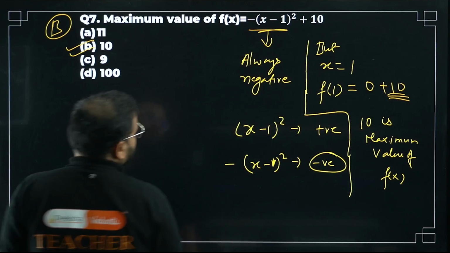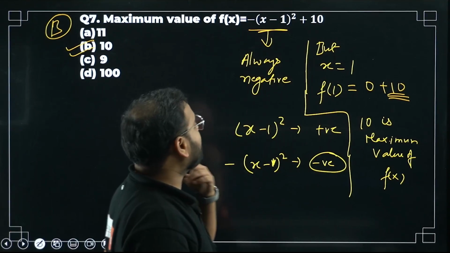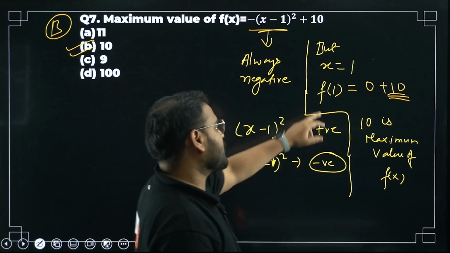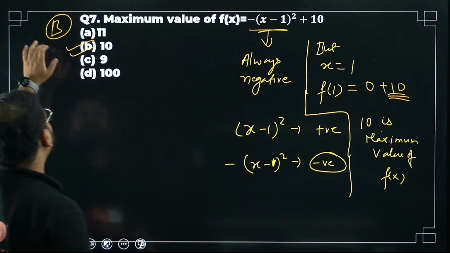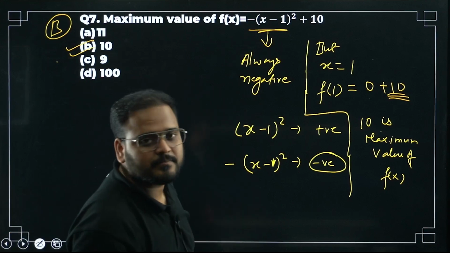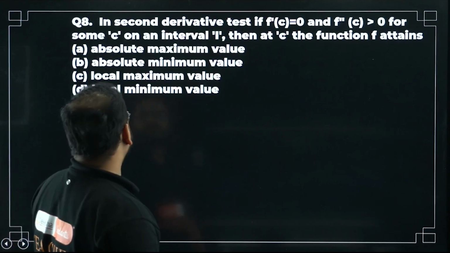Clear or not? Yes, f(x) reaches its highest value at x equals 1, which is nothing but 10 here. So 10, option B is correct. Clear? Good question. This is a good question. Okay, moving on to the 8th problem.